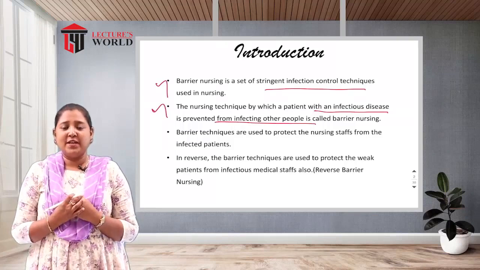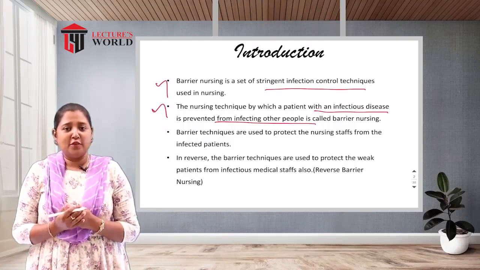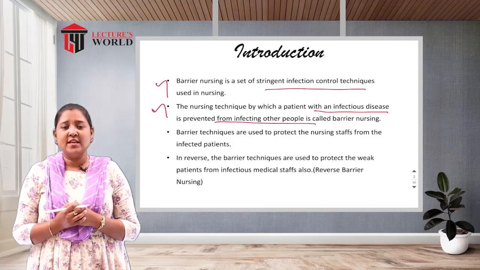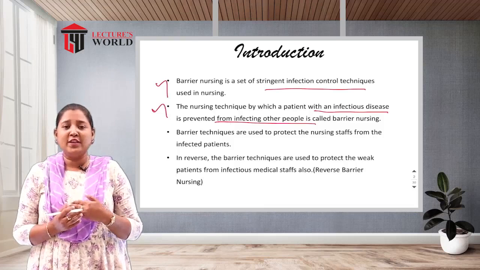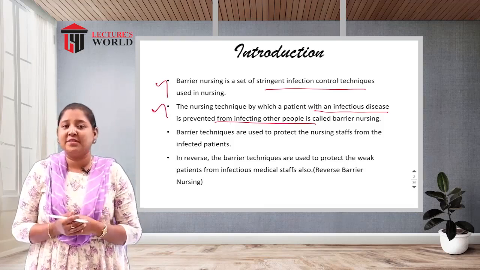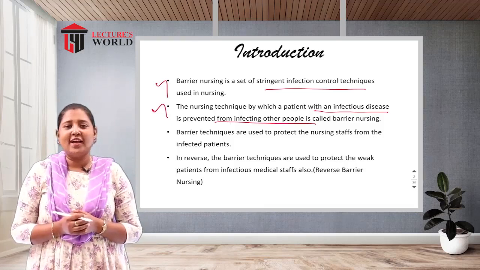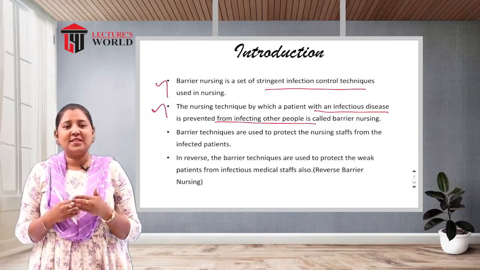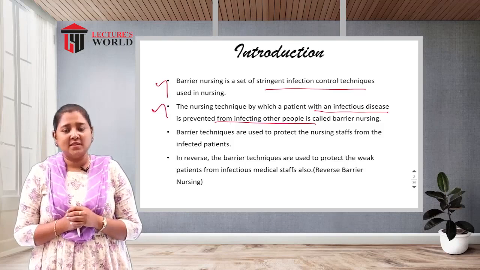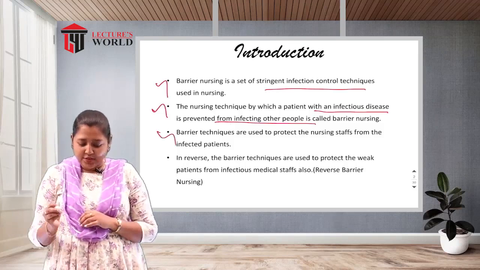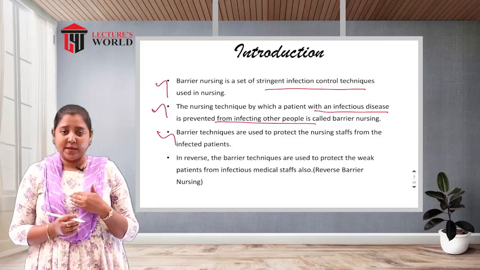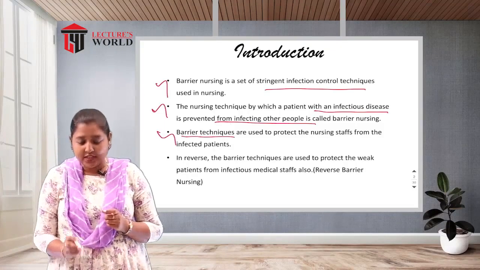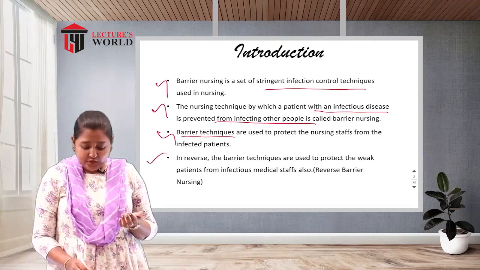So if I am a medical staff member taking care of my patients in the hospital, but I have a severe infection in my body, I do not want to give my infection to the patient I am taking care of. So what can be done? I can use some preventing techniques, which we call barrier techniques. Barrier techniques are used to protect nurses themselves from infectious patients, and we call that barrier nursing. And there is another reverse system also.